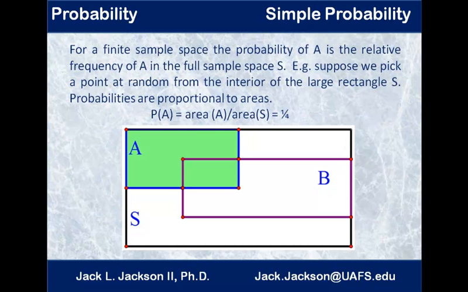Now, here's another way to look at simple probability. If you've got a finite sample space, the probability of A is the relative frequency of A in the full sample space S. So suppose we're just picking a point at random from the interior of this large rectangle, and notice that probabilities now are proportional to the areas. So the big rectangle is the sample space S, and the shaded green area is the event A. And in this case, you can see, I think, that the probability of A is going to be 1/4, because the area of A is 1/4 of the total area of S. Of course, this is just a simple probability, has nothing to do with event B.